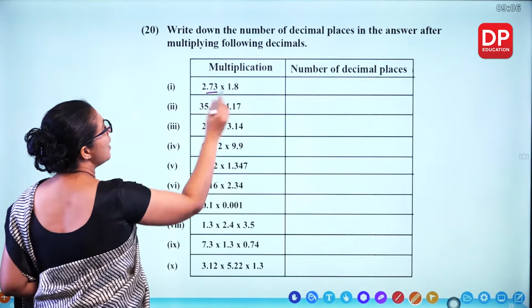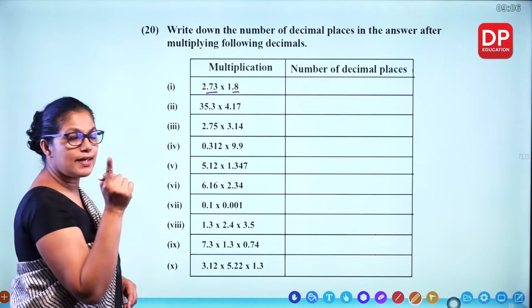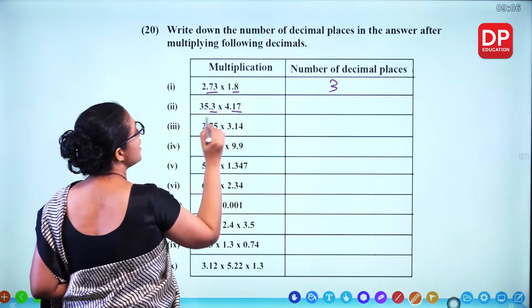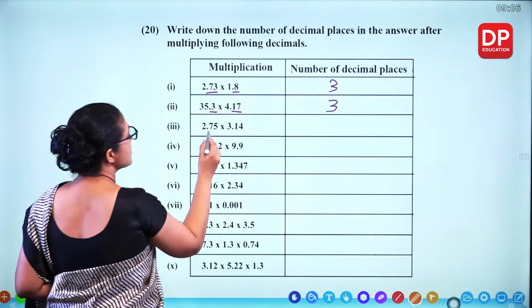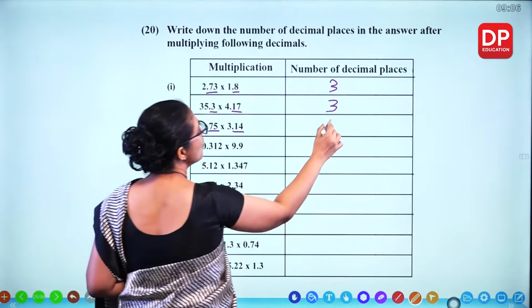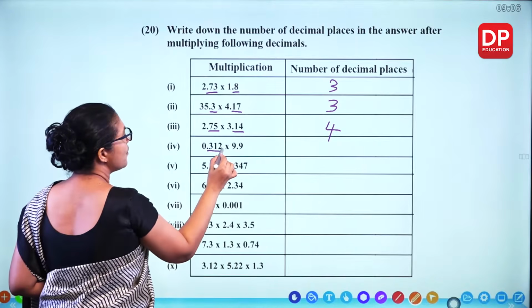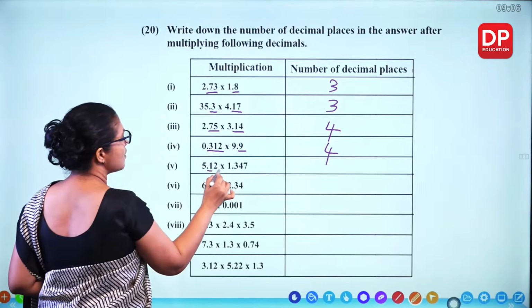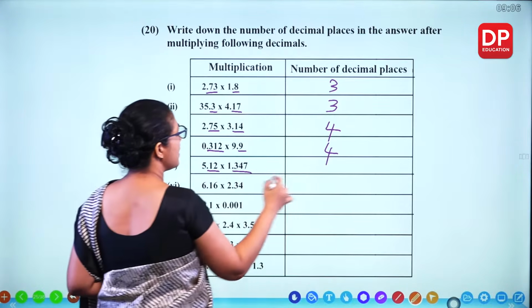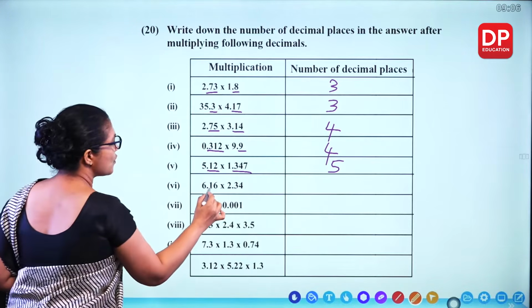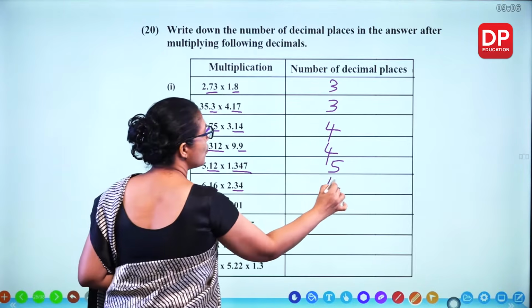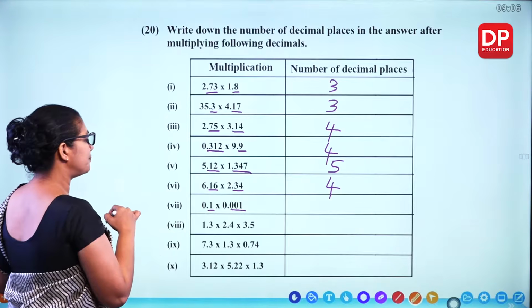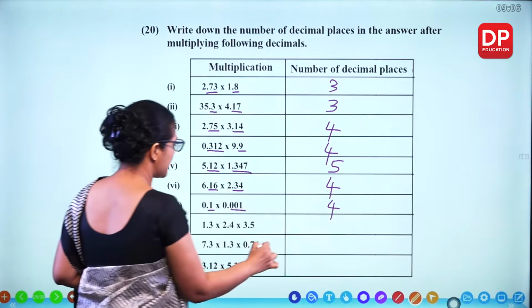Here 2 and this is 1. Altogether 3 places are there. Here 1 and 2, 3 places. 2 and 2, 4 places. 3 and 1, 4 places. Here 2, here 3, 5 places are there. 2 and 2, 4 places. 1 and 3, altogether 4 places.